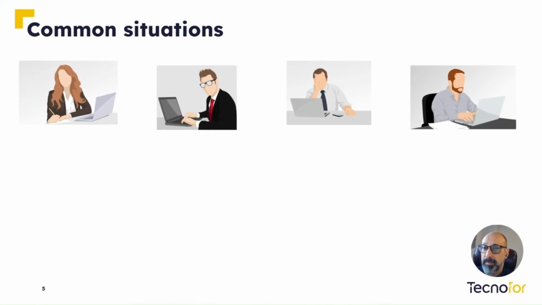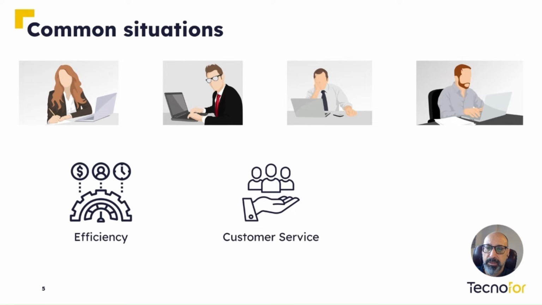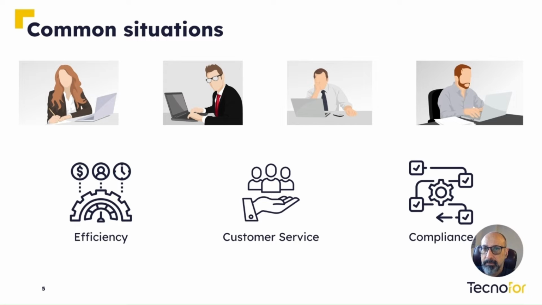So, if we summarize, there will be three main, common situations in which we will have the need to understand what's really going on in our processes. The first one will be efficiency, trying to get the most out of the assets or the things that I have in my company. The second one is having better customer service, and the last one will be compliance. Not only internal compliance, but also for business, for government directives or regulations. Okay.